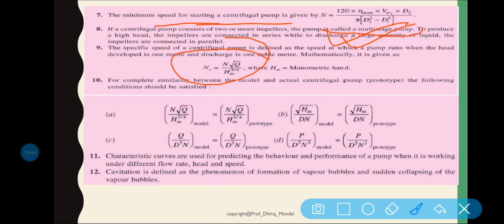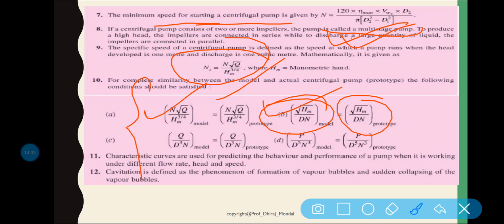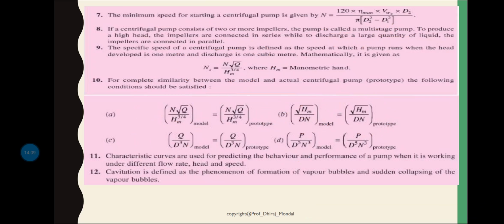Then specific speed is equal to N root Q by HM to the power 3 by 2, and these are for model testing. Model is equal to prototype: N root Q by H to the power 3 by 2. N root Q by H to the power 3 by 4 for model equals prototype. Root over HM by DN for model is equal to root over HM by DN for prototype. Q by N D cube is equal to constant. P by N cube D to the 5 is equal to constant, that you know.